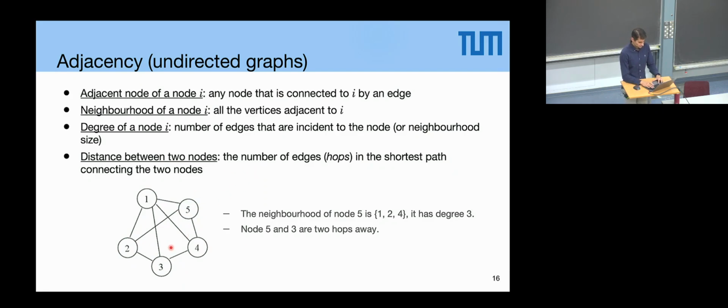And now another definition is the distance between 2 nodes. So let's say we want to determine the distance between nodes 3 and 5. For that we need to find the shortest path connecting both nodes. In this case we have this path and we also have this other path. Both paths here have a length of 2. They have 2 edges in between, so we say that the distance between nodes 5 and 3 is 2 hops, and we use this term hops, which is equivalent to the number of edges that we have to traverse.